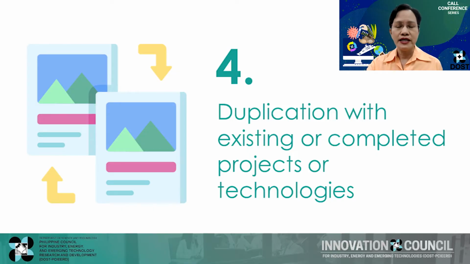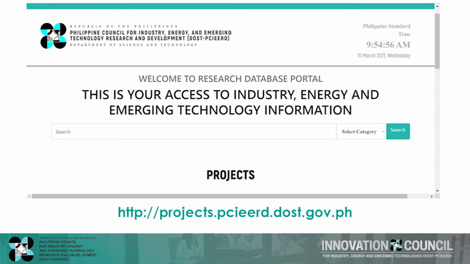4. Duplication with existing or completed projects or technologies. A research proposal should be original, and ensuring this requires due diligence by the proponent. There are times when there are proposed interventions over existing technologies, but these have to be fully explained in terms of advantages, uniqueness, and cost competitiveness. We invite you to visit the shared research database portal containing descriptions of projects and technologies as your reference in determining duplication with our supported projects.